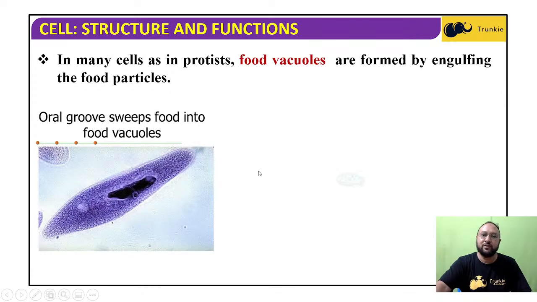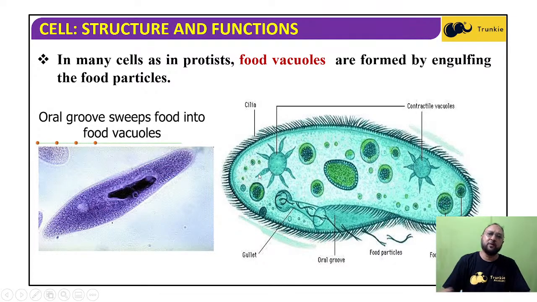Okay, so oral groove sweeps food into food vacuoles. In the case of this paramecium, they have got oral grooves. Paramecium is an example of a protist. Like amoeba, this is also a protist, and they have got some oral groove, and they are just sweeping the food into the food vacuole. So you can see the food vacuole is there.